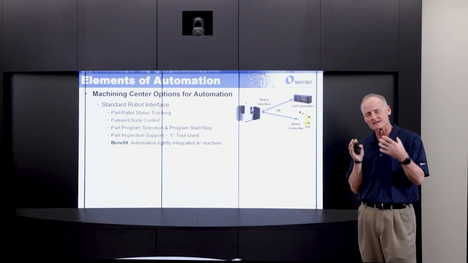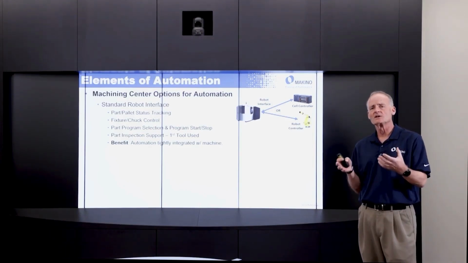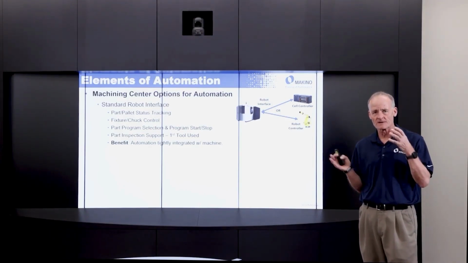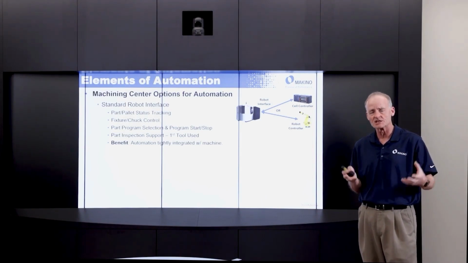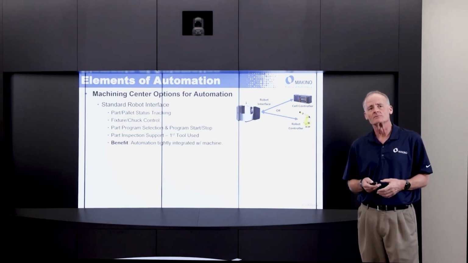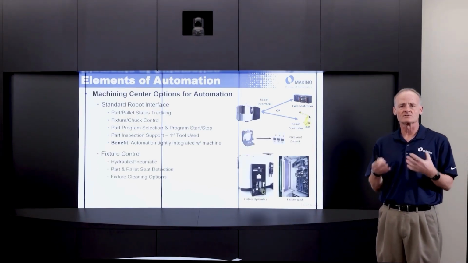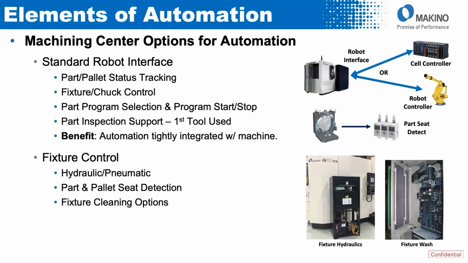So the benefit is you've got a tightly integrated machine within your automation. The automation and the machining center are talking together, exchanging the proper information required to have a smooth running operation. Let's talk about fixture control. Now that you don't have the operator manually loading and clamping those parts, you need some type of control within the machining center to control the clamping and unclamping of the fixture or the pallet chucks.